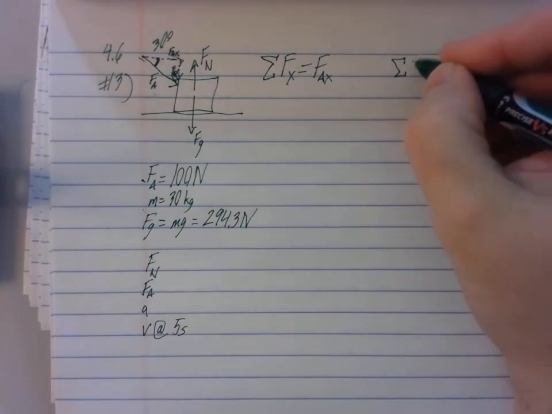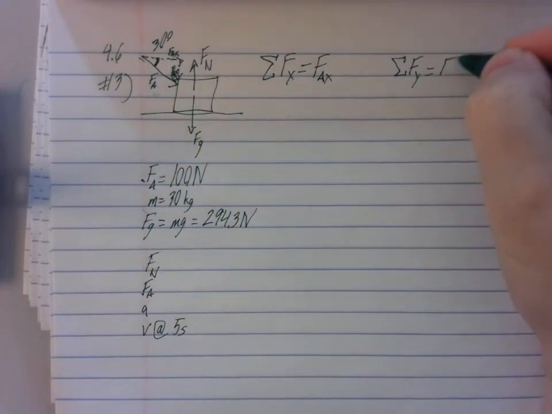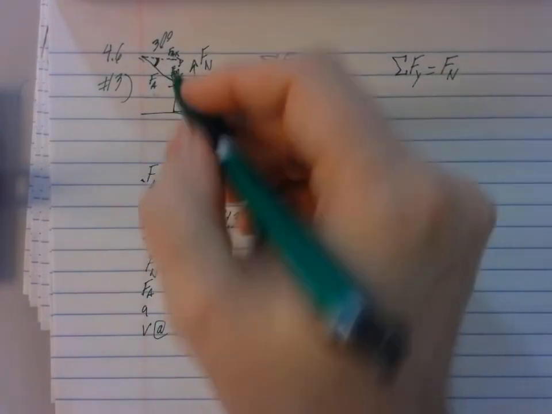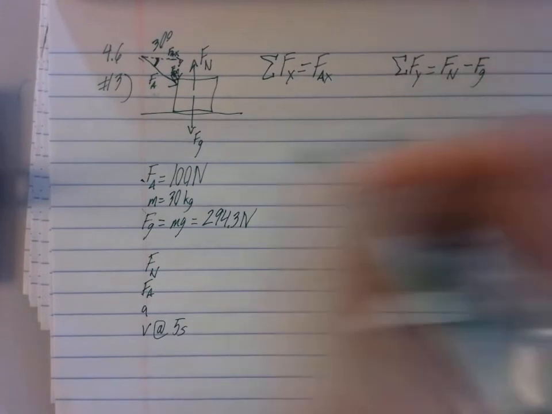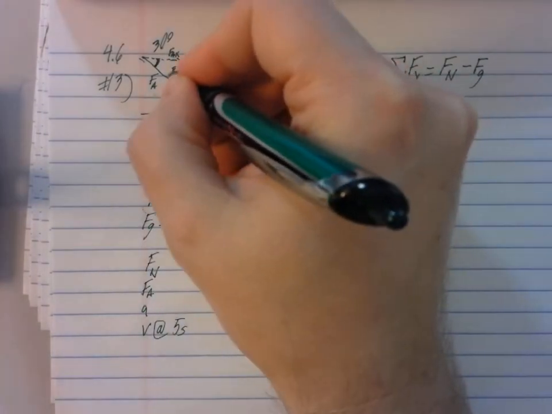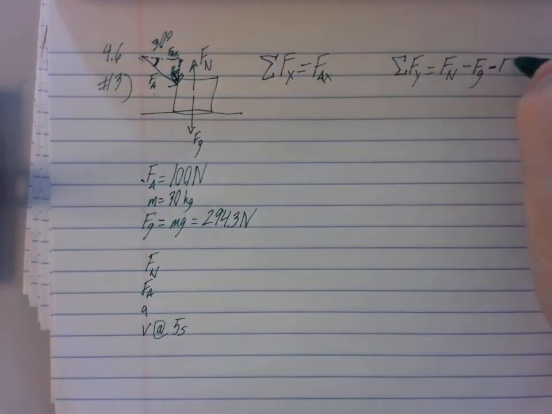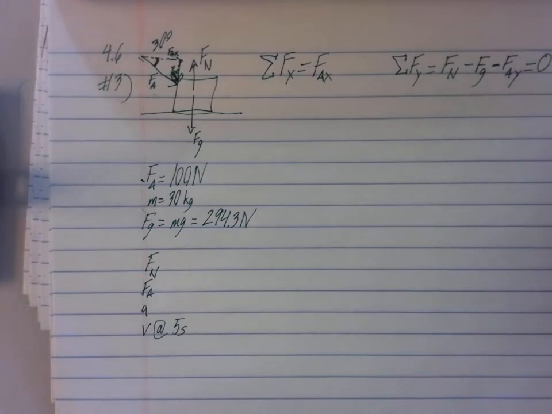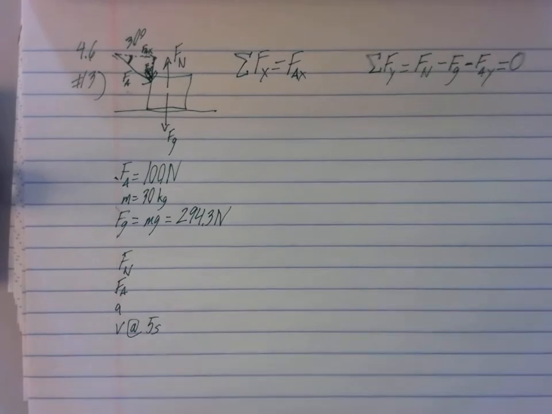All right, and then sigma F in the y, we have Fn acting positive. We have Fg acting down. And we also have that Fay, that component there, that's acting down as well. So that would be Fay. And since we're sitting on the surface, we can state that that is equal to 0.